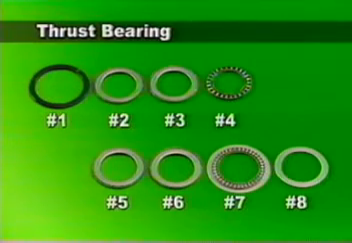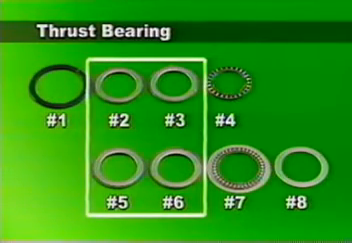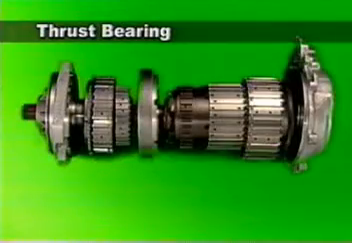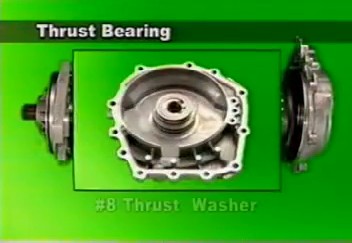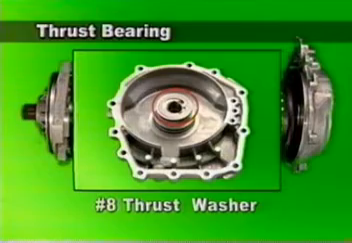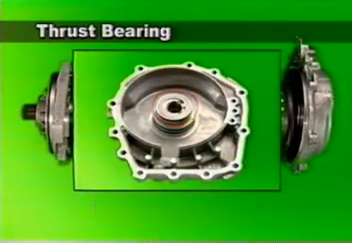Thrust bearings of numbers 2, 3, 5, and 6 are identical in terms of outer diameter, inner diameter, and thickness, so they are interchangeable. Number 8 thrust washer is to adjust the in-play of underdrive sun gear and installed between the rear cover and reverse clutch.